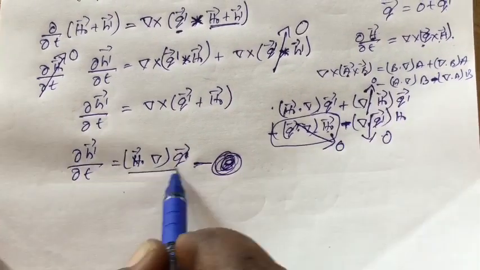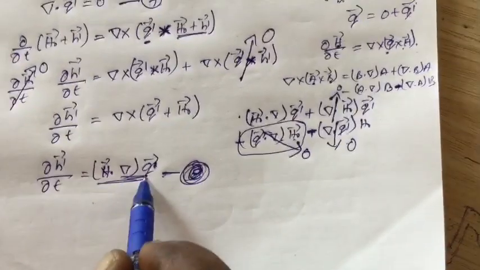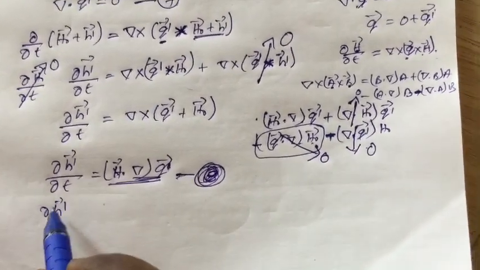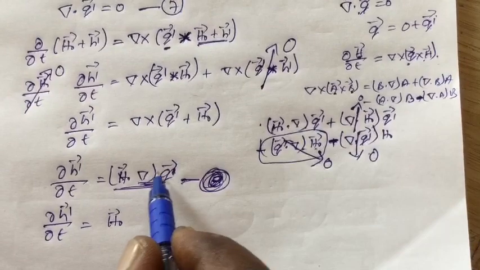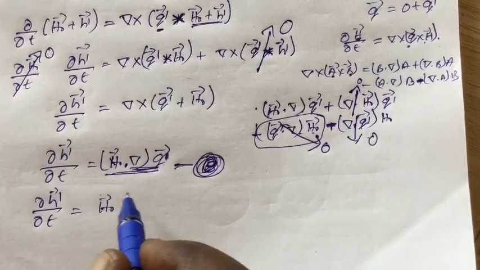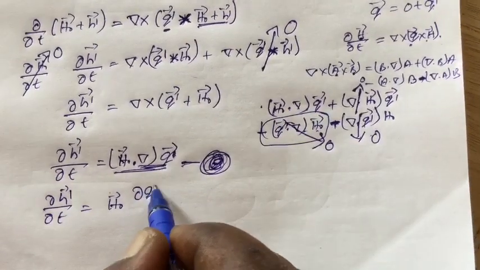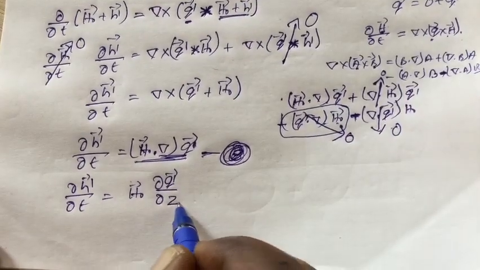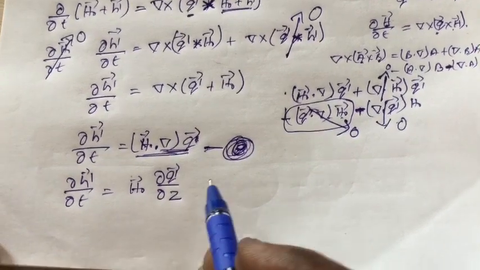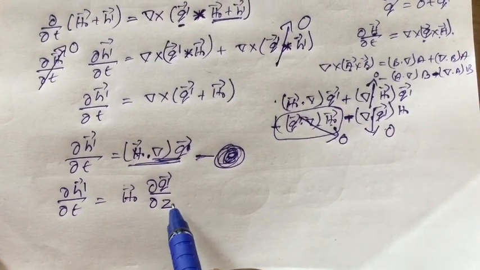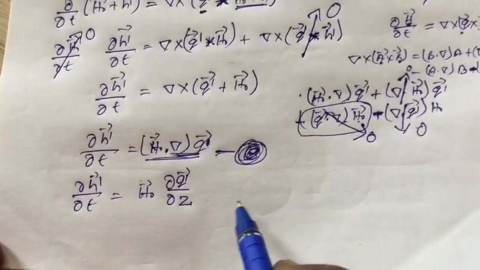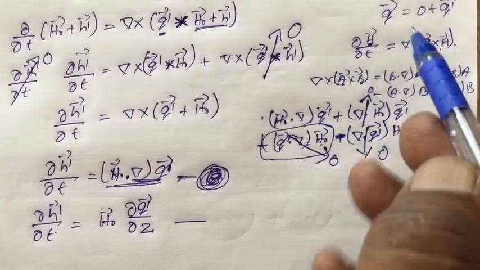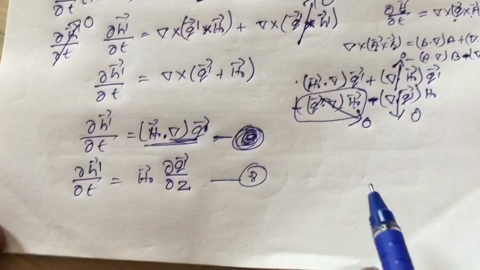Now apply the gradient operator on this, then you are going to get del H dash by del T is equal to H naught into, so by applying this, this is dot. Now it will become del Q dash by del Z only, because only along the Z direction. That's why apart from Z, all the derivatives become 0, that is with respect to X and with respect to Y. So simply you are going to get this equation, and call this equation number 8.